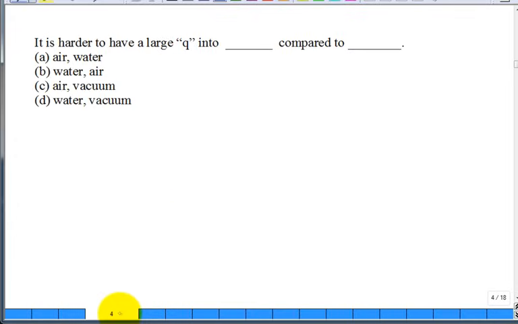Let's ask a clicker question. Is it harder to have a large Q? Remind me, what was Q again? Rate of heat transfer. I want a lot of watts. Watts, that's the units for rate of heat transfer. It is harder to have a large Q into blank compared to blank. Into air compared to water, water compared to air, air into a vacuum, water into a vacuum.